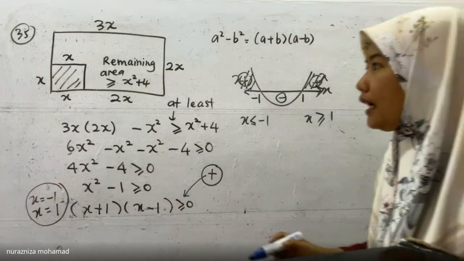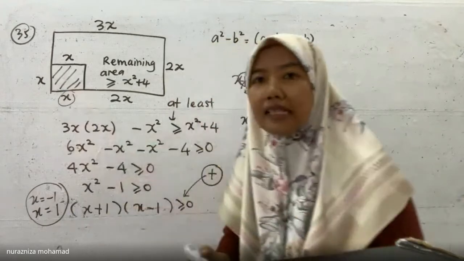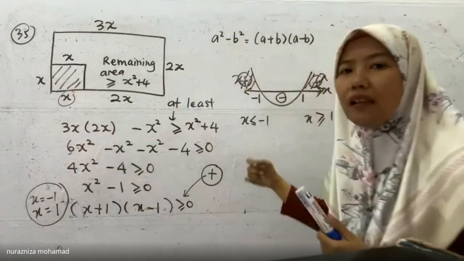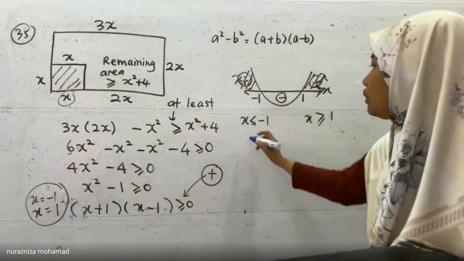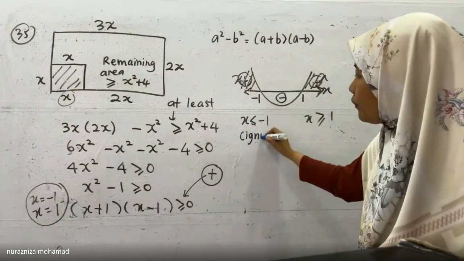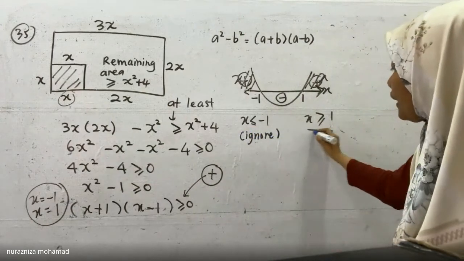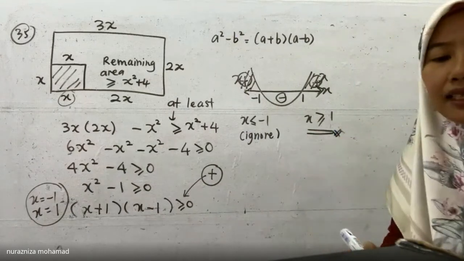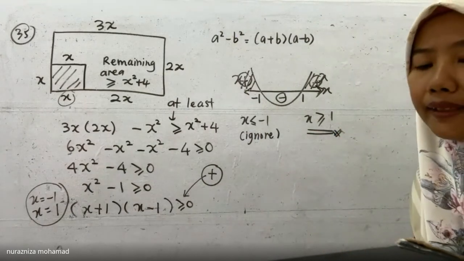But remember, x represents the side length, so x will never be a negative number. So this one we ignore. So this is your final answer. x is greater or equal to 1.